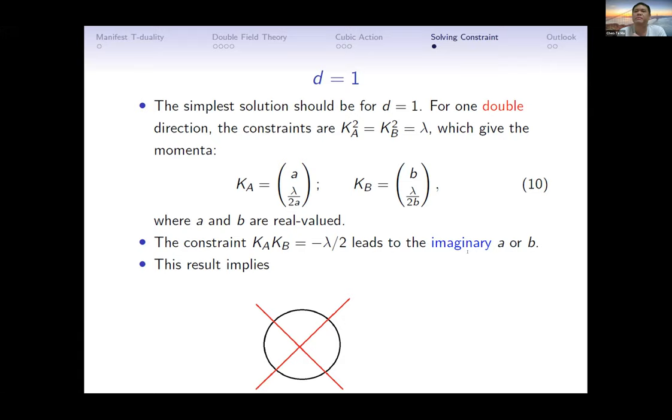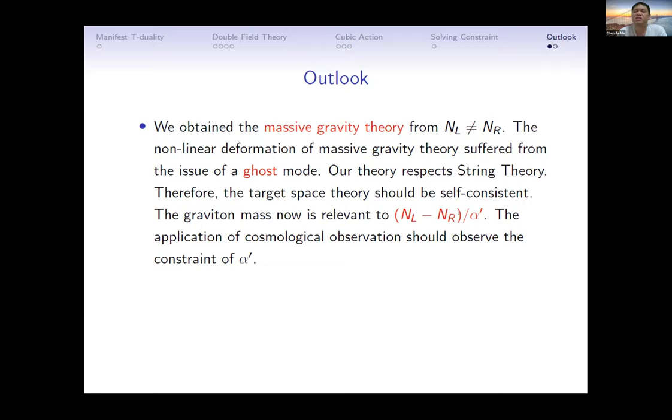So now let me summarize our work. We obtained the massive gravity theory from NL not equal to NR, and nonlinear deformations usually suffer from the issue of Gauss law. And our theory respects string theory, hence it should be self-consistent. And the graviton mass term is proportional to NL minus NR over R prime. Hence, one can apply our study to cosmological observation, either to constrain the string component of alpha prime.